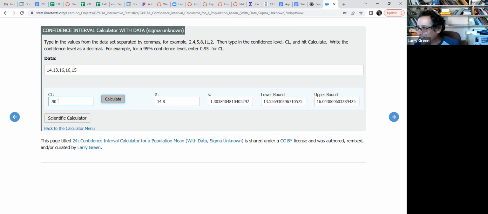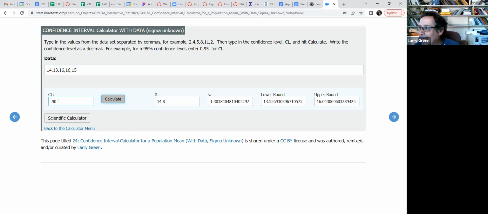Do you see? So it's a give and take. Less confident, you're going to have a narrower interval. More confident, you're going to have a wider interval.